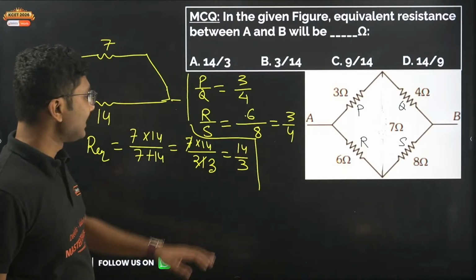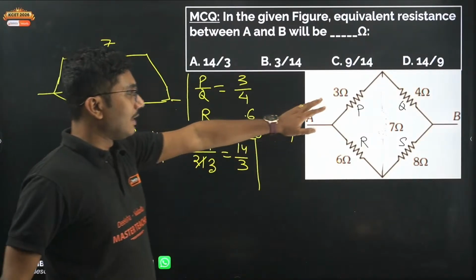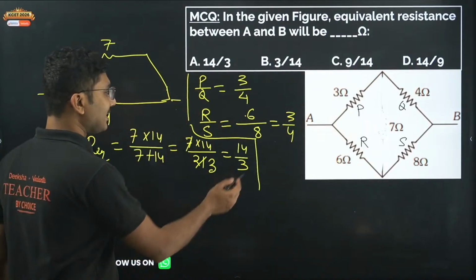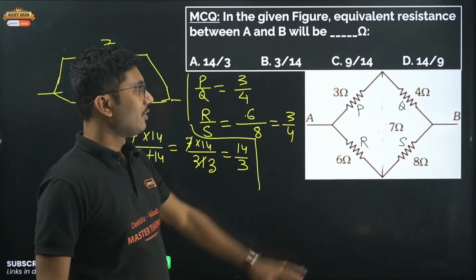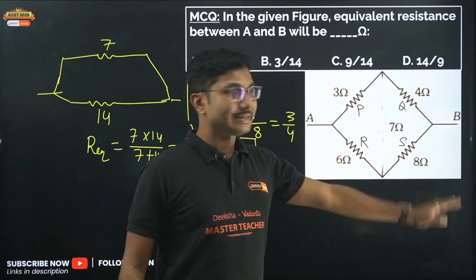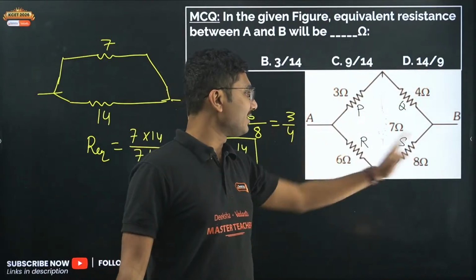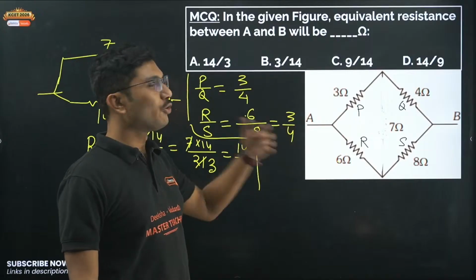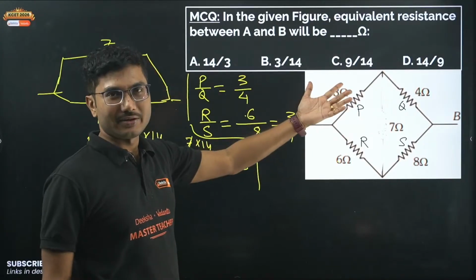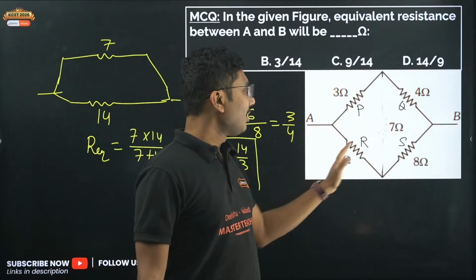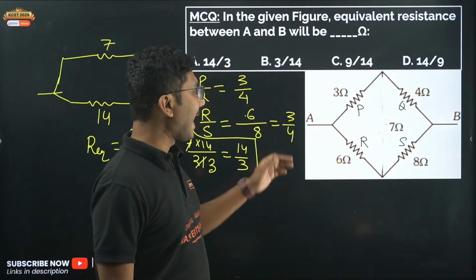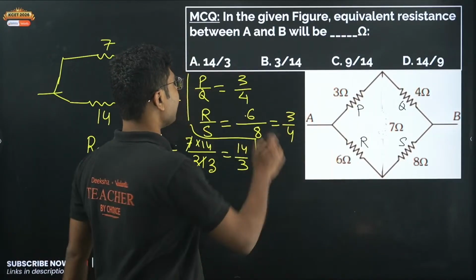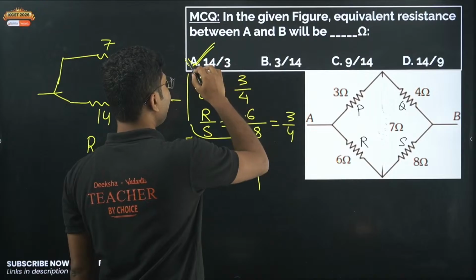In this particular case all the resistors are different, that's why the equivalent resistance is different. If all the resistances were the same, suppose everything is 3, 3, 3, 3, then after doing all the exercise you would have got 3 only, so you don't need to calculate that, you just directly write 3. But in this case, because the circuit is balanced and resistances are different, you have to calculate it, and the answer is 14 by 3.